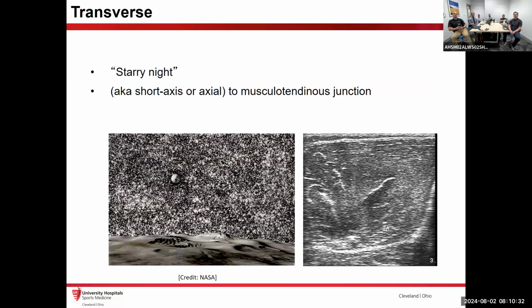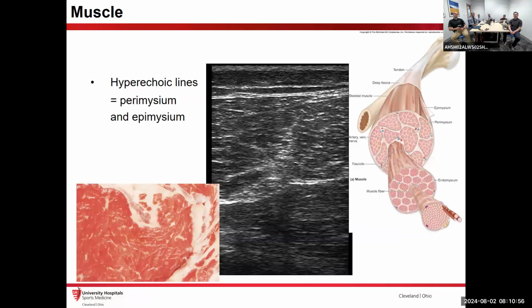If we're looking at muscle, muscle tends to look like a starry night. So that's a picture of the Earth from the moon and all the stars. It's a bit of a stretch, but those muscles should look like a starry night. You get some of the fascicles lined up, you get some of the fascia coming through, and short axis on a muscle is going to look like that. The reason is that you have perimysium and epimysium, which tend to be not as well organized. As you can see here, they're different structures. They're not all the same.